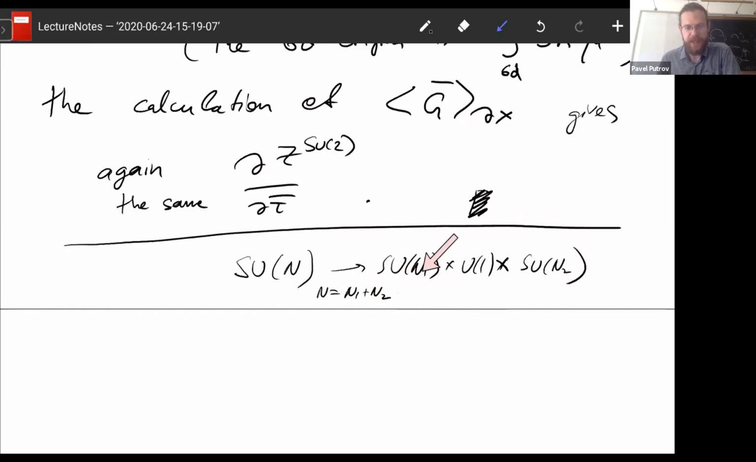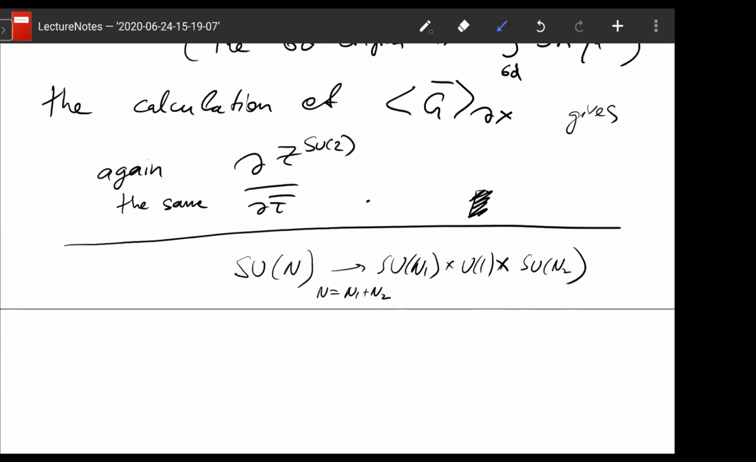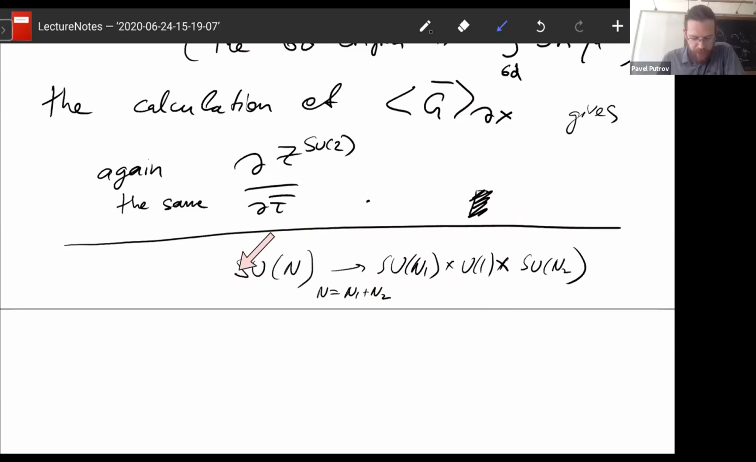You can first obtain the holomorphic anomaly on these guys again, and obtain this kind of recursive relation. So you don't get an explicit formula for the derivative with respect to tau bar, but you get an expression for the holomorphic anomaly in terms of the partition functions of SU(N1) and SU(N2).